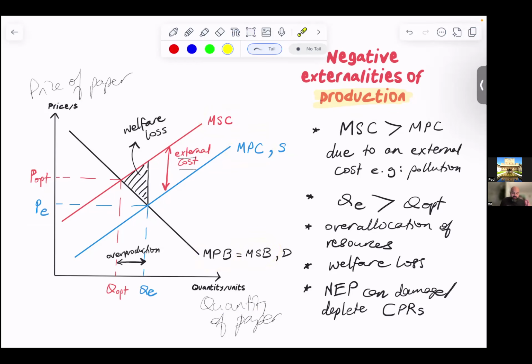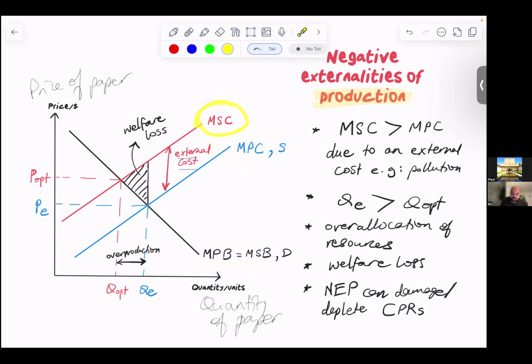Now, you'll notice on the demand side, MPB and MSB are the same. This is just for simplicity. We're assuming that on the demand side, the benefit to the consumer and the benefit to society are the same. The split, this is not a shift, by the way. This is just a split, okay? The split between the supply curve and the actual cost to society as a whole, not just the producer, is why MSC is higher than the MPC.